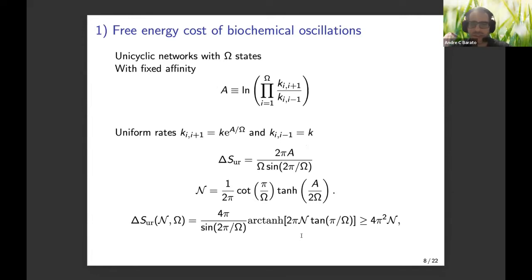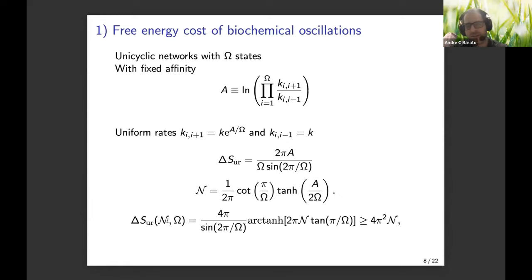So that would be: I have omega states in a cycle, and I define my thermodynamic affinity as the product of the rates in the forward direction divided by the product of the rates in the backward direction. If I assume these rates are uniform, I can calculate everything exactly. I can calculate the delta S exactly, I can calculate the n exactly, and then I can find a functional form between the entropy that I produce in one oscillation and the number of coherent oscillations for the case of a unicyclic network with uniform rates.